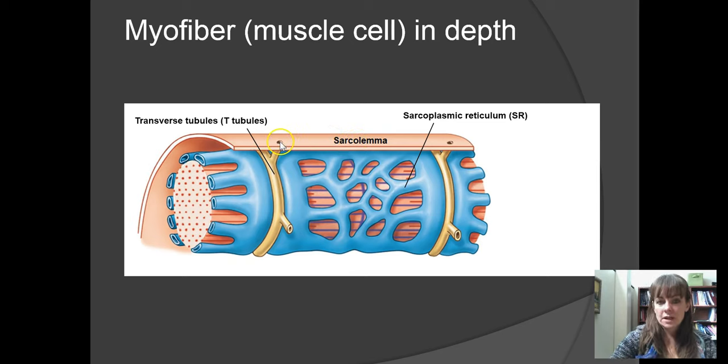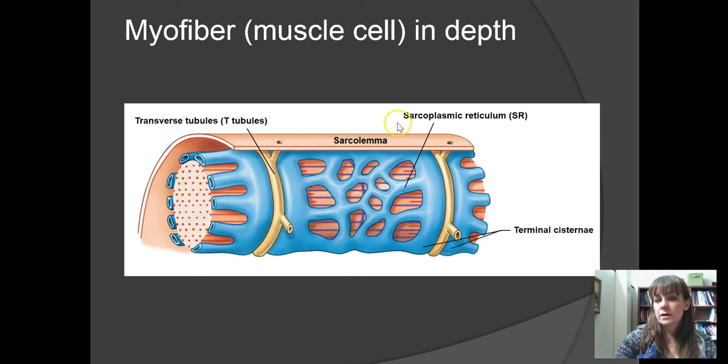Now, what you may notice right here is that the plasma membrane, or the sarcolemma, dips down, and you're going to have this kind of tube running and wrapping around the myofibril. And it's basically an extension that goes internal of the plasma membrane, and that's called transverse tubules, or T-tubules.